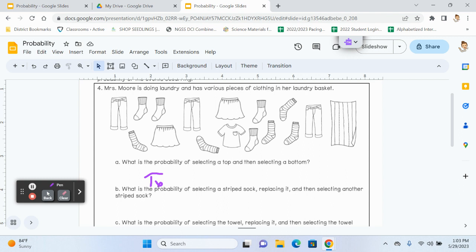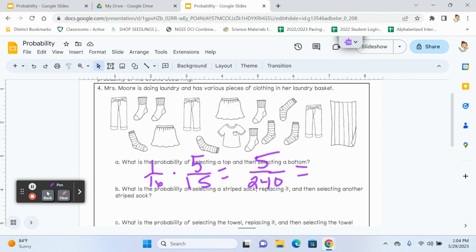Okay, I need a top. So I have 1 top, 1 out of 16. Okay, we're not putting that top back, correct? So we know we're left with 15. And then a bottom. 1, 2, 3, 4, 5 bottoms. Okay, I'm going to pause, so make sure you get that down. Now we're going to go ahead and just multiply. So 5 times 1 is 5. And 16 times 15 is 240.